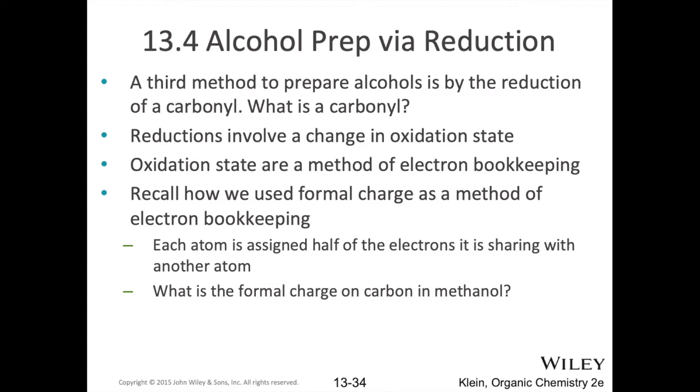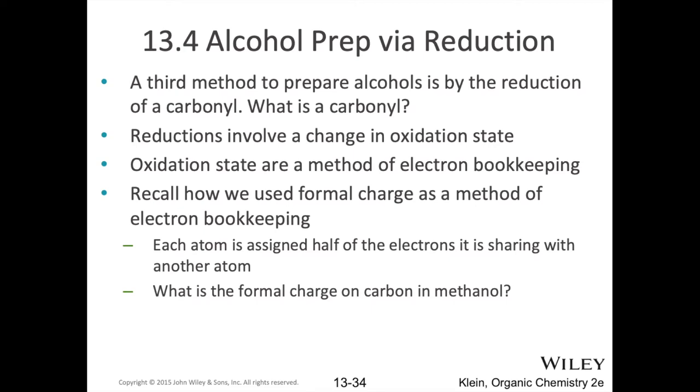So when you have a reduction, the oxidation state of your carbon is decreasing. Okay, so the way this happens is that your carbonyl, which has a double bond to oxygen, now winds up having only a single bond to an oxygen. So another way to look at it is that you're adding hydrogen across that double bond to reduce it into an alcohol. All right, so we'll see this in a couple of slides, but basically this is another relatively straightforward way to prepare an alcohol.